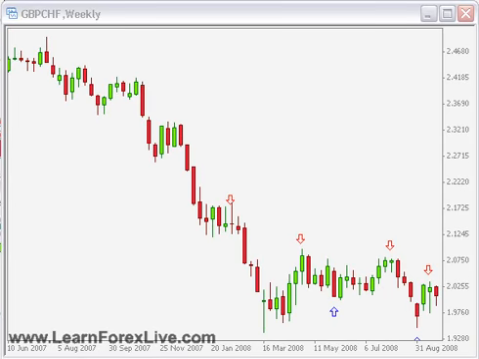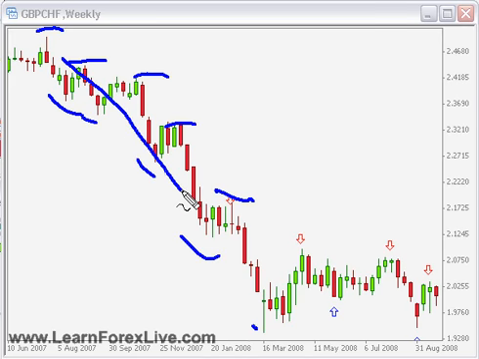Let's go back again. Swing high, swing high, swing high, swing high, swing high. We are going down because we are scoring lower swing highs. Lower swing low, lower swing low, another one and another one and another one. We are going down. This is a downtrend. We want to search for short opportunities from here to here.